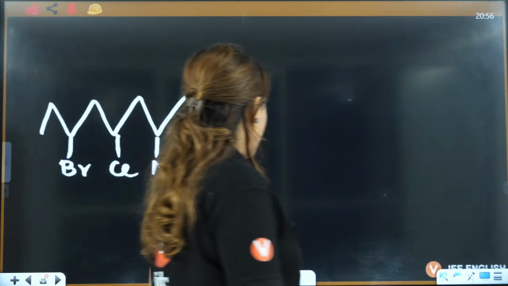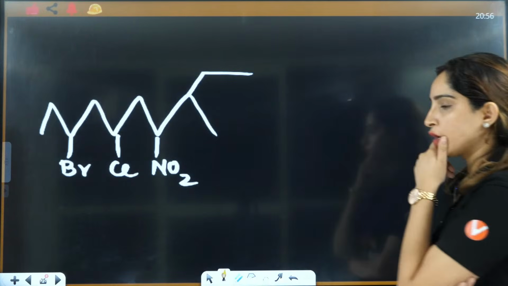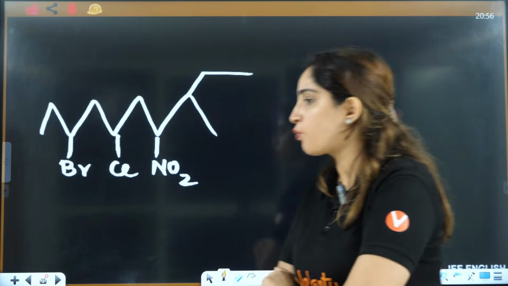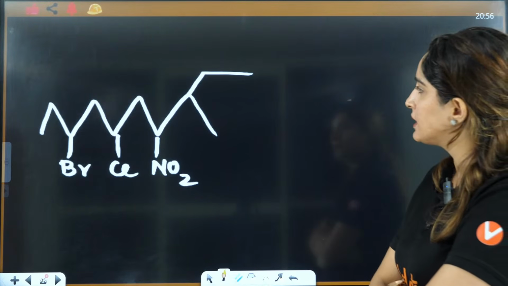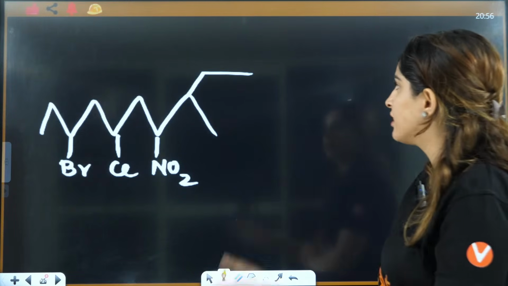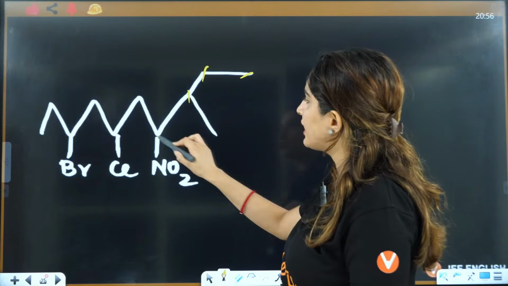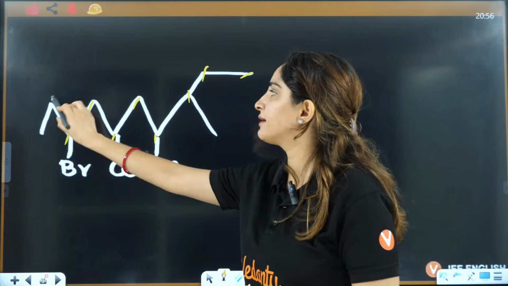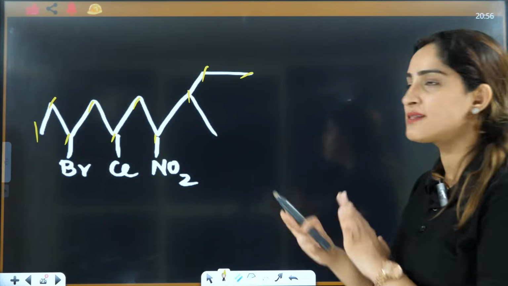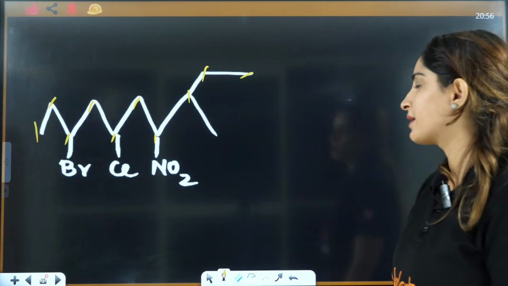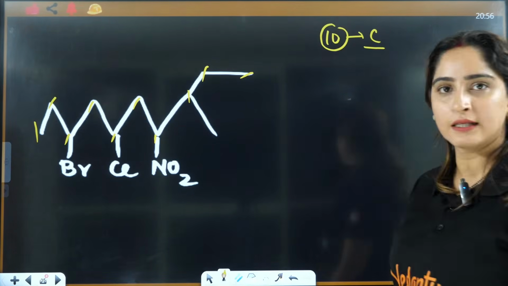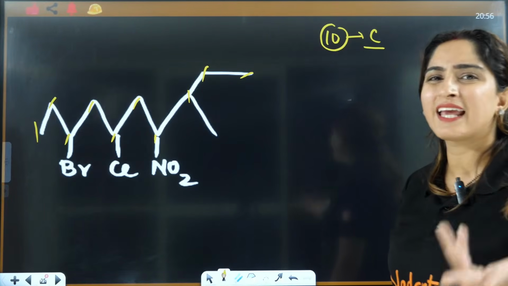Next is this one. Let's see what you are going to answer here. Everybody in the chat box, what will you answer? Again, I will always look for the longest chain first. The longest chain is 1, 2, 3, 4, 5, 6, 7, 8, 9, 10. I am sure the longest chain is only this; no other longest chain is possible, right? This is the longest chain, that is 10 carbons you have. That means decane it is.